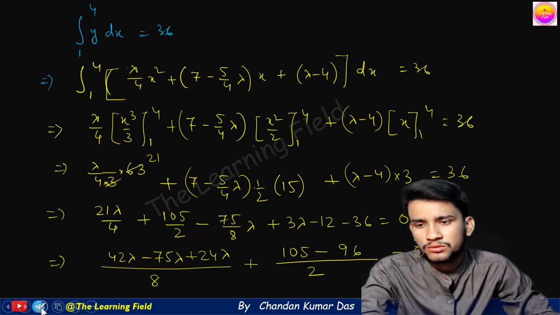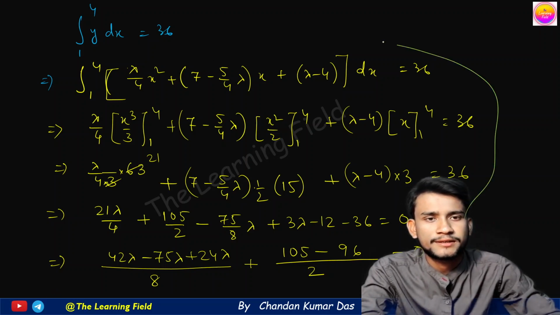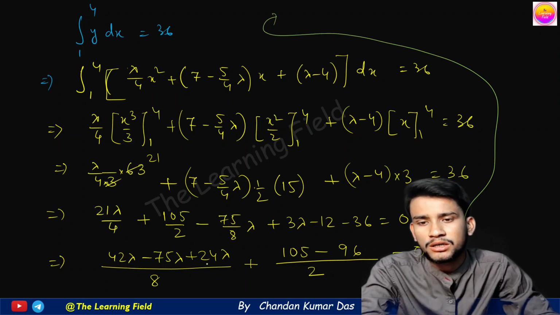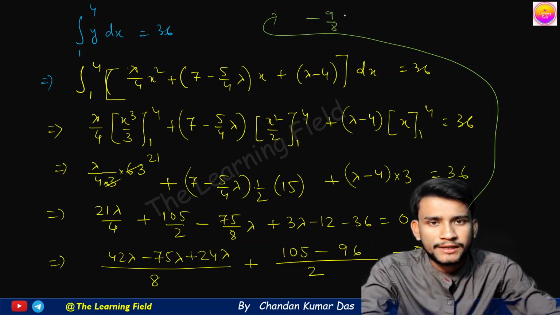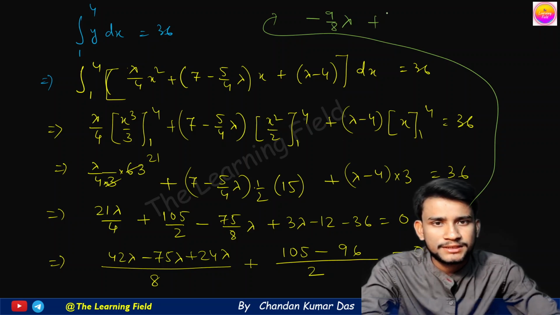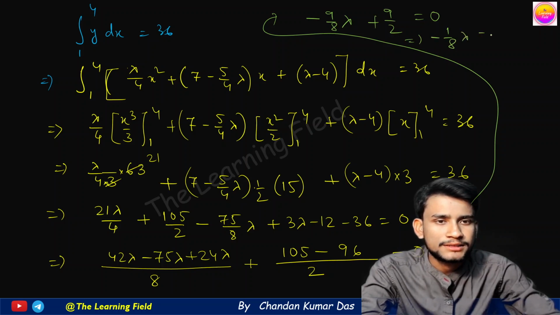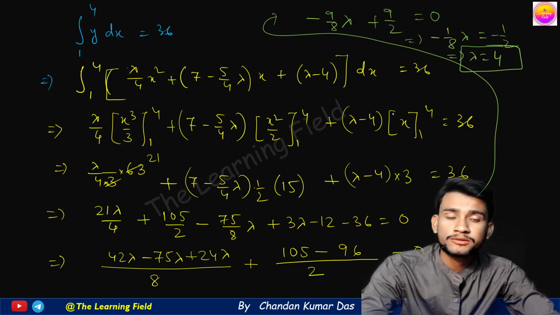So from this we can write 42 plus 24 is 66, I think. So minus 9 by 8 lambda plus 9 by 2 is equal to 0. That means minus 1 by 8 lambda is equal to minus 1 by 2. That means lambda equal to simply 4. Okay, so we get the value of lambda, lambda equal to 4.